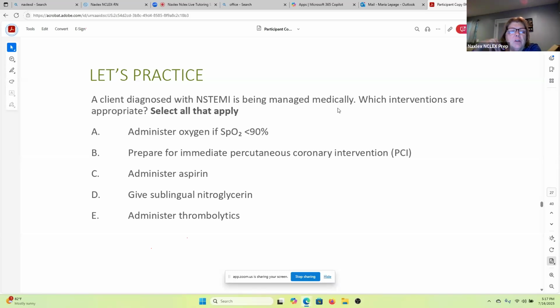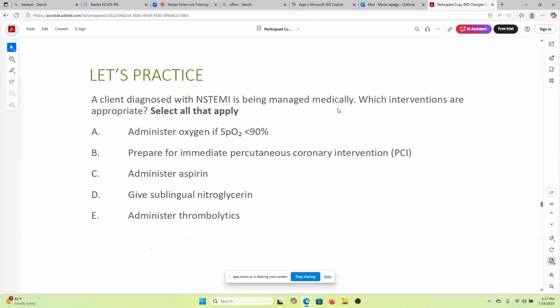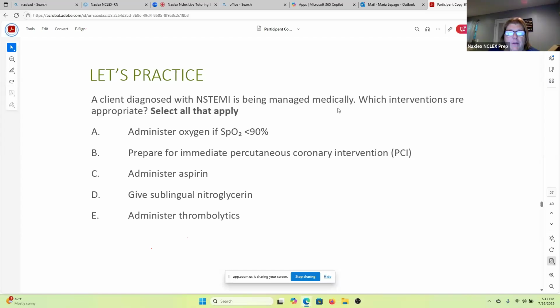Not every patient that comes in would have A, C, D, and E. So why would we give them a thrombolytic? What is a thrombolytic going to do? To prevent clotting, for the clot. To prevent clot. So, in fact, thrombolytics are actually contraindicated in a non-STEMI.